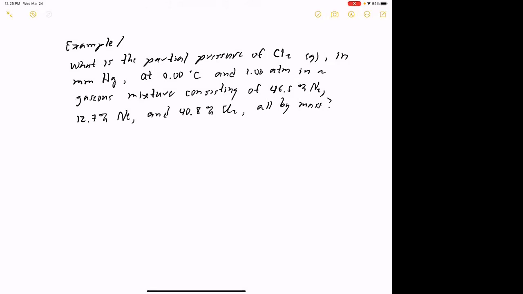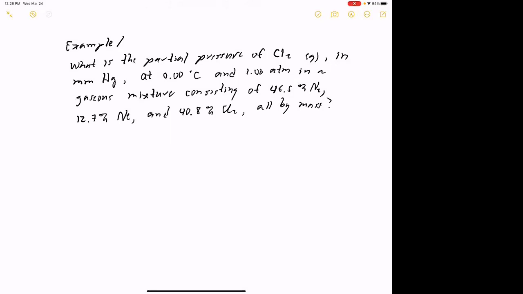Okay, so I'm looking at this, and this is kind of a Dalton's law problem when I think about it. So what it's really asking me to do is to pull out a partial pressure of 1 component out of a mixture of 3 different gases that are there in different amounts. Okay, that's essentially what the problem's asking me to do. So the first thing I'm going to do is I'm going to take all of those percents by mass and I'm going to get them over to moles.